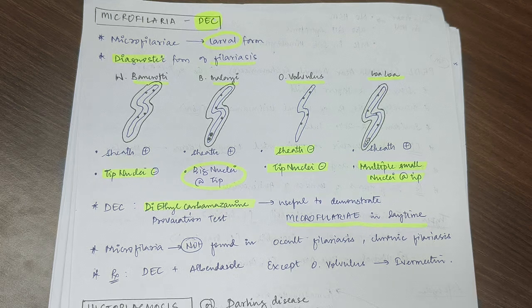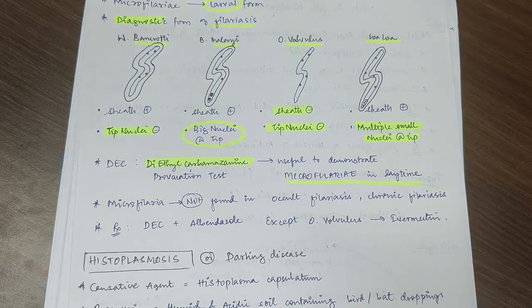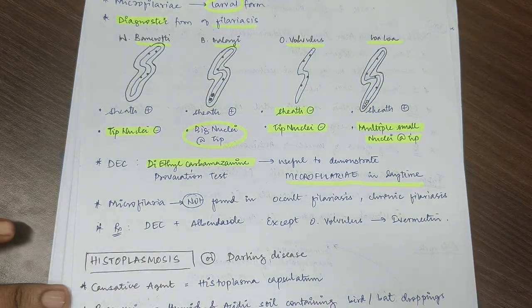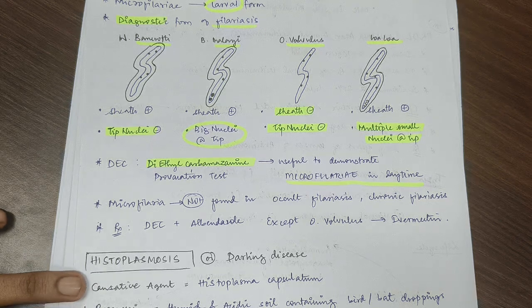So we are also very smart. We are going to challenge them: there is some anti-helminthic, come outside, or else you will die. Okay, you are going to blackmail them. If you don't come outside, you are going to kill your families. Same way here, the microfilaria is being challenged by diethylcarbamazine. If they are seen, it is diagnostic of filariasis.